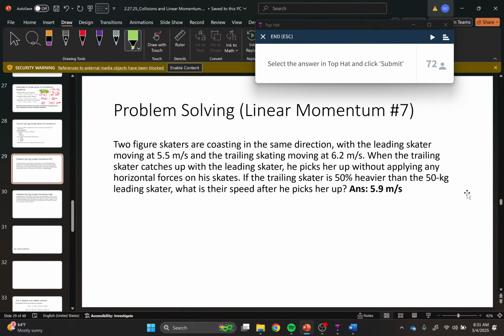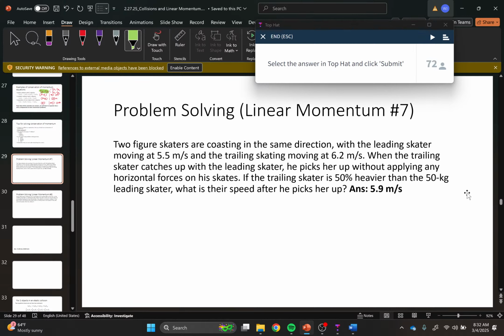Do you know the mass of person one? Just do M1. Do you know the mass of person two? The leading skater is 50 kilograms. What's the mass of the trailing skater? That gives you a big number and then divide by the total mass. So you gotta make sure you pick the right person. Both of the masses added together. Because you want 740 divided by total mass of 75. There you go.